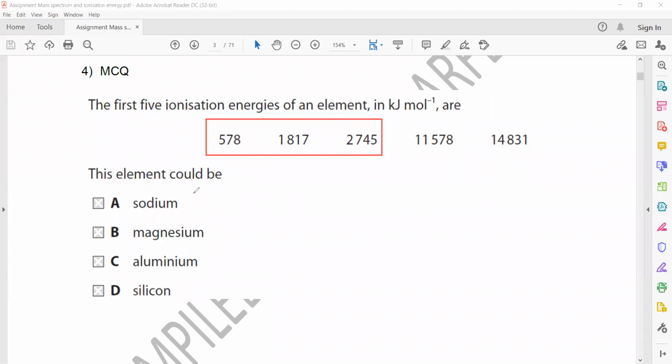So when we check the groups, sodium belongs to group 1, magnesium belongs to group 2, aluminum belongs to group 3, and silicon belongs to group 4. So that's why C is the right answer, as the first 3 successive ionization energies are similar, meaning they follow the same trend. But from the third to the fourth there's a big jump, so it shows that the shell completely changes. So it has 3 electrons in the outermost shell.